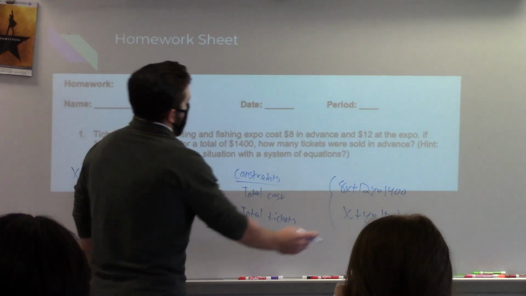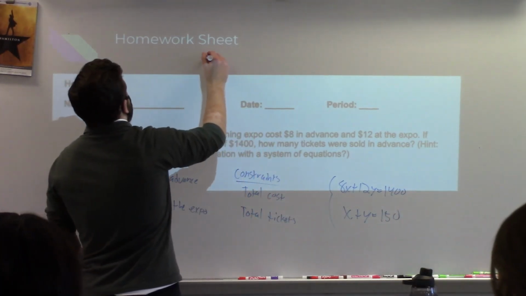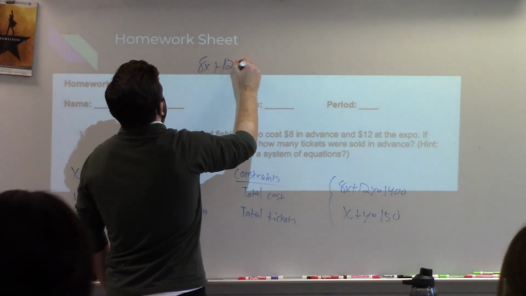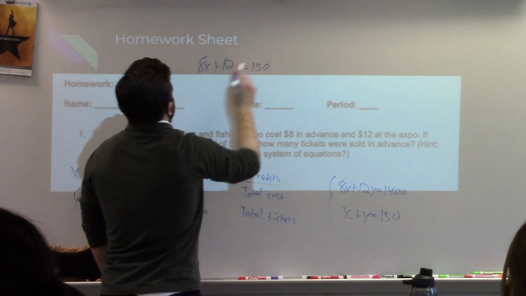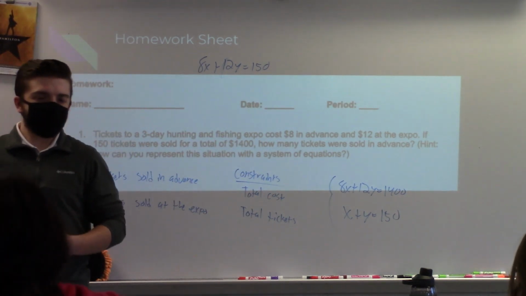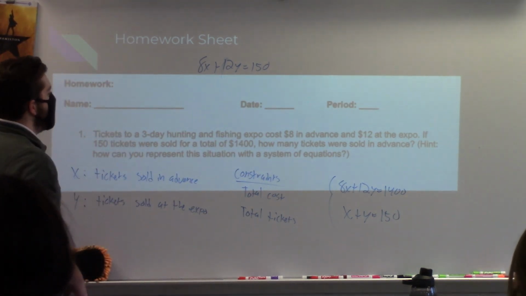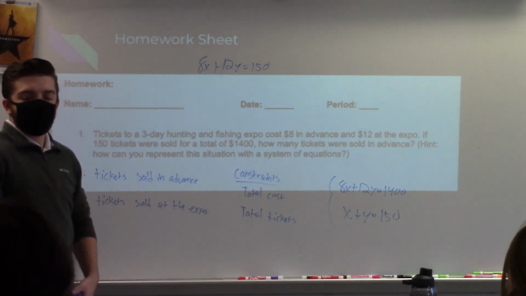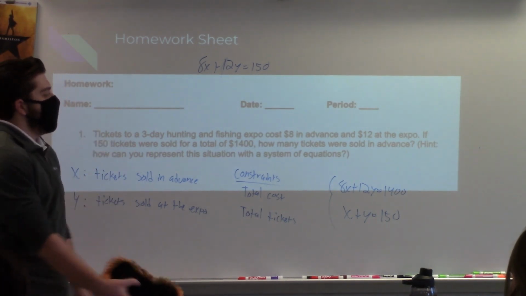But why was this X plus Y equals 150 and not 8X plus 12Y equals 150? I did see a lot of this. Why is that not right? Well, X plus Y equals 150? It doesn't equal 150. I mean, you've sold 150 tickets, yeah, but we're dealing with money after that. You don't deal with the number of tickets sold.